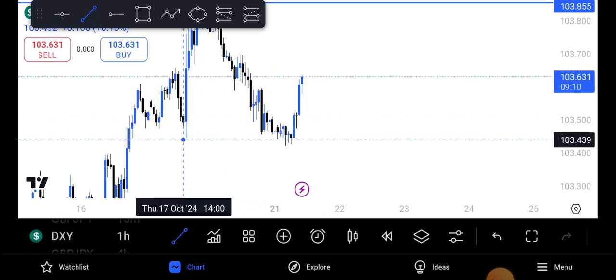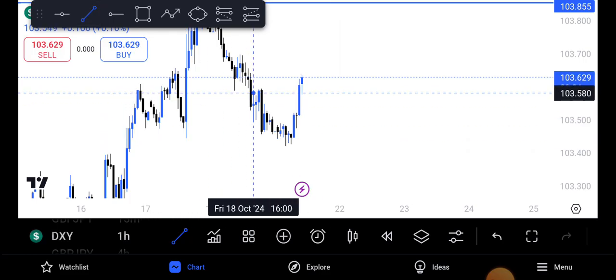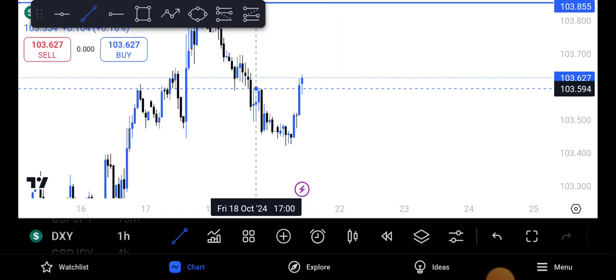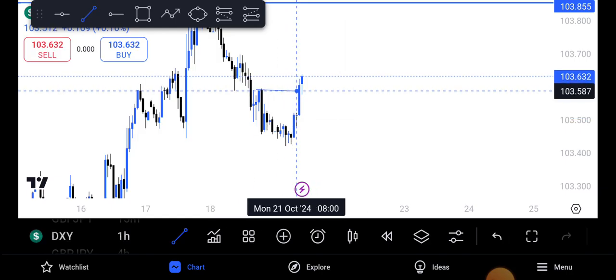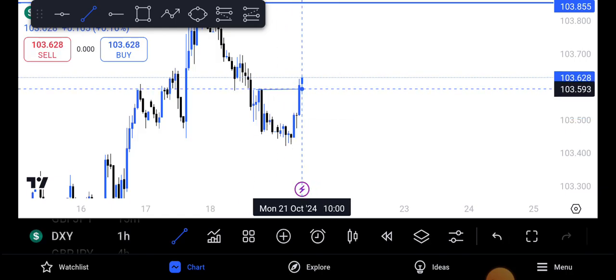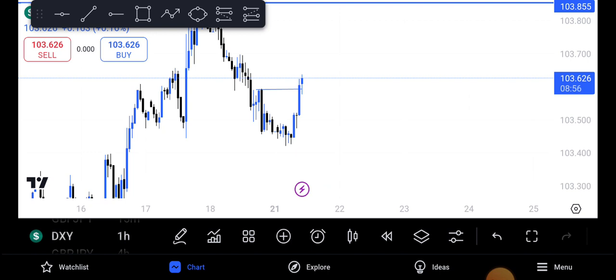Let's see. Yeah, this one. That's the same lower low on 4 hours. It did not break that lower low. You can see it has broken this one. See, that high has been broken. The candle has crossed above it.